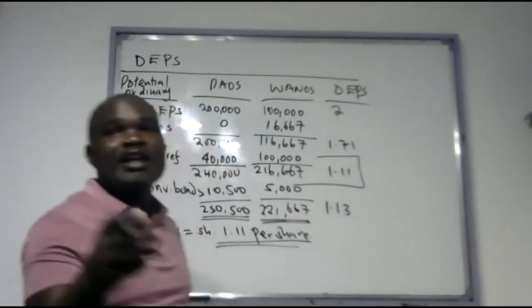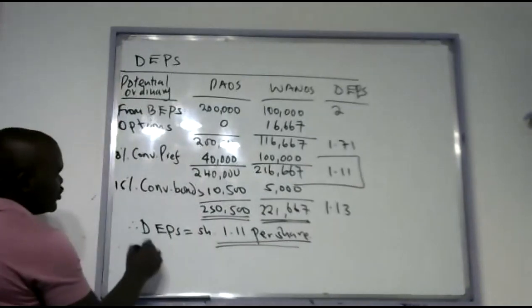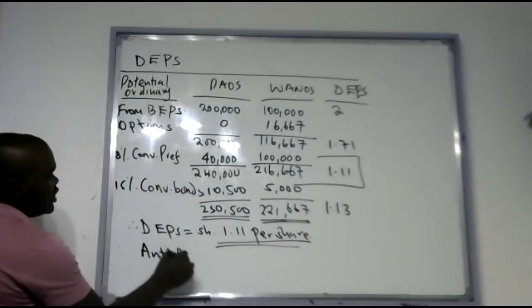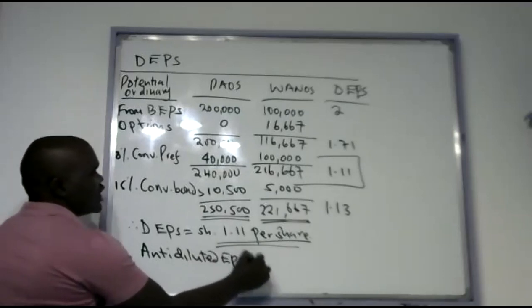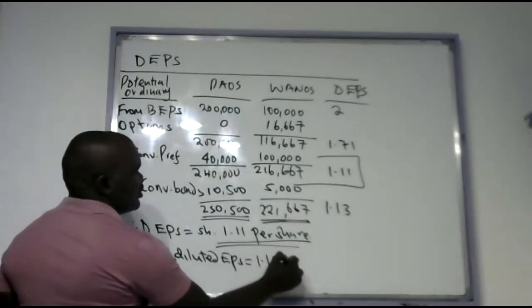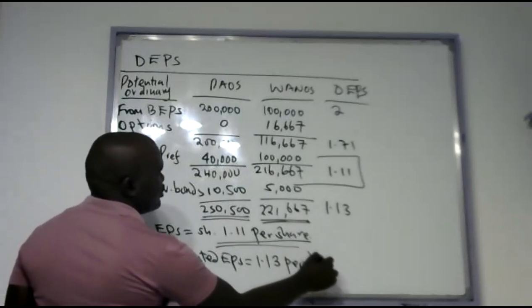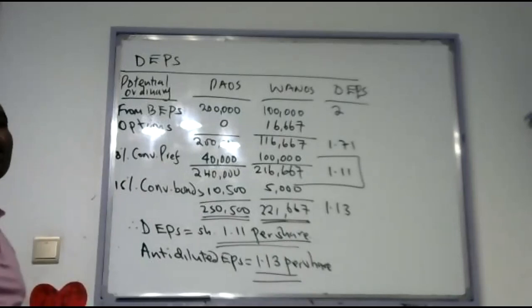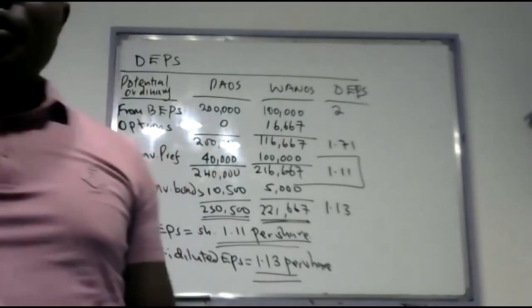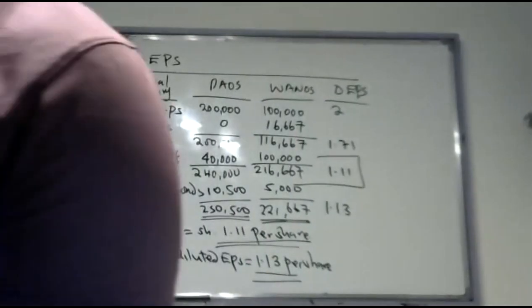So if you are asked by the examiner, anti-diluted EPS is 1.13 per share. But diluted is 1.11, the least. Then the one which starts to increase EPS, that is called anti-dilutive.